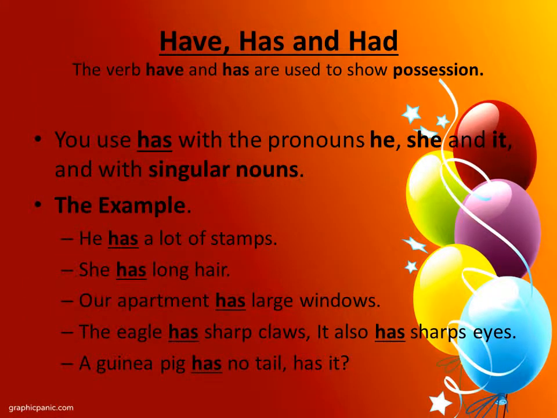Have, has, and had. The verbs have and has are used to show possession. You use has with the pronouns he, she, and it, and with singular nouns. For example: He has a lot of stamps. She has long hair. Our apartment has large windows. The eagle has sharp claws. It also has sharp eyes. A guinea pig has no tail. Has it?